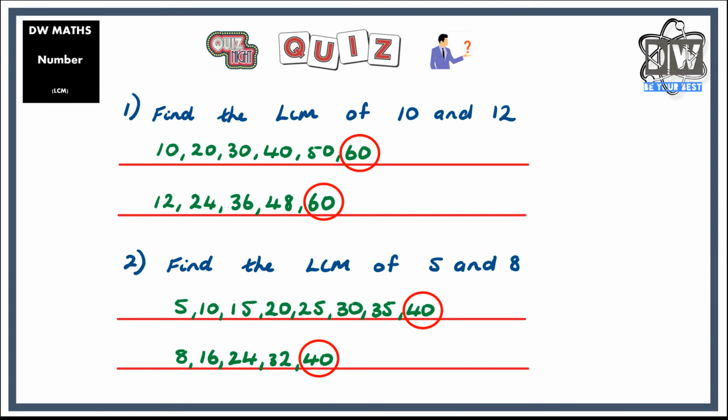Multiples of 5. We went 5, 10, 15, 20, 25, 30, 35, 40, and we went 8, 16, 24, 32, and 40. And we can see there that that's the first time we've got a number in each line. So 40 is the lowest, not the highest, the lowest common multiple.